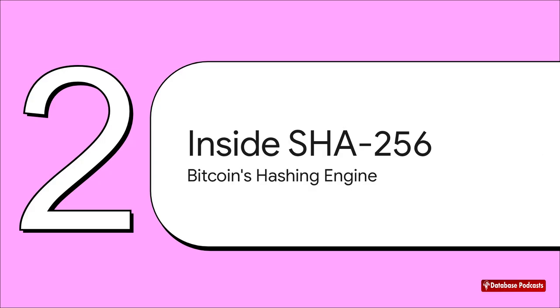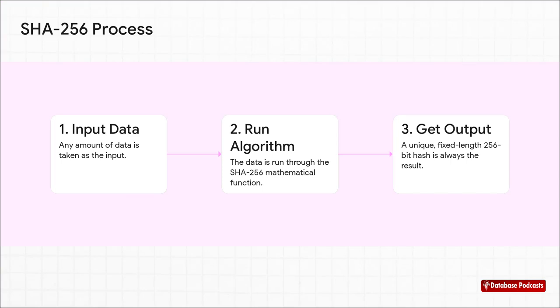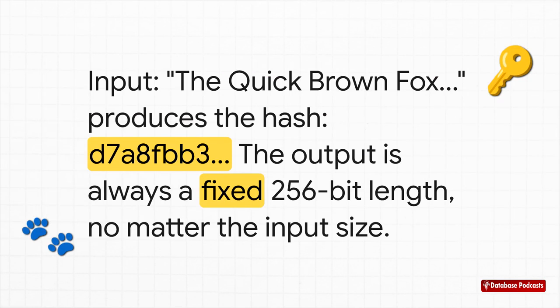Okay, so a one-way digital fingerprint. I get it. But how does the computer actually make that fingerprint? What's really going on inside the engine? Well, that's a great question. So let's pop the hood and look at the specific algorithm that Bitcoin uses. It's called SHA-256. The cool thing is, the concept is actually pretty straightforward. You start with whatever data you want, that's your input. You run it through the mathematical gears of the SHA-256 algorithm, and what comes out the other side is always a unique 256-bit string of characters. Always. No exceptions.